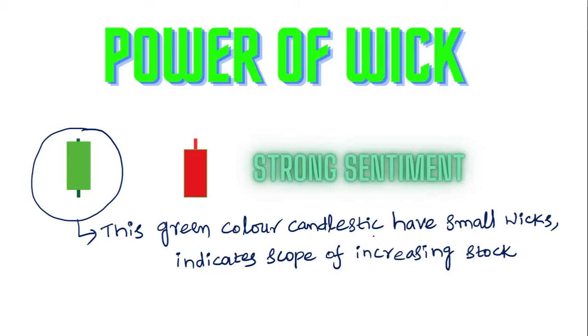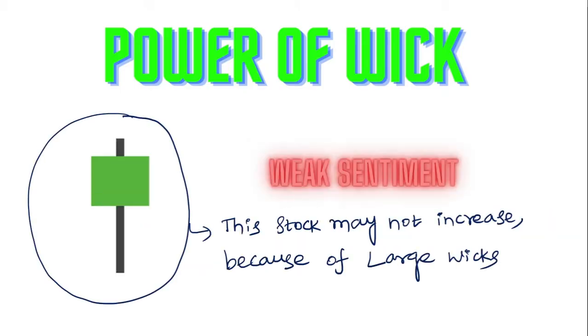This is a green color candle with a small wick, indicating scope of increasing stock. What is this? This is a stock. This stock may not increase. Why? Because it has got weak sentiment, isn't it? Well, that's what we discussed. Similarly, a red candle, I already discussed this point.